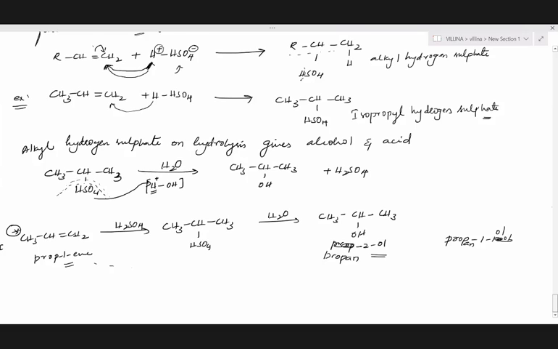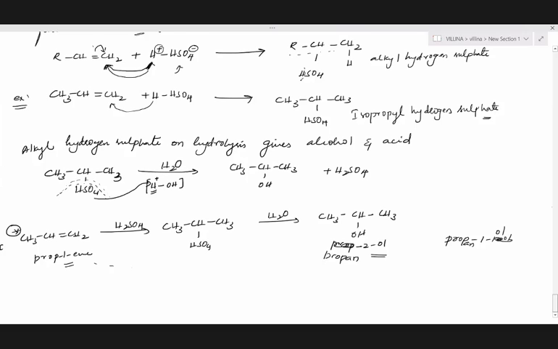The hydrogen coming from the acid will be added according to Markovnikov's rule, where it will be added to the carbon having the greater number of hydrogen atoms. So because of this, we will be getting alkyl hydrogen sulfates.